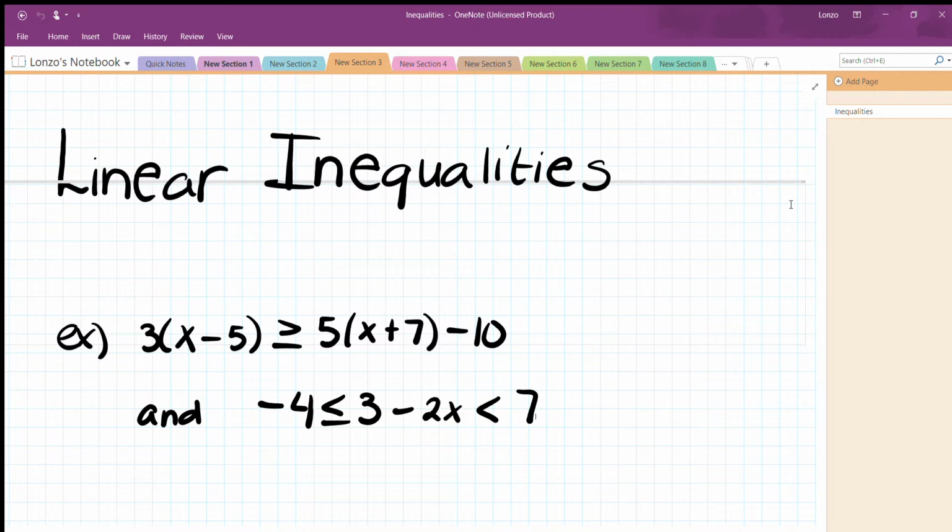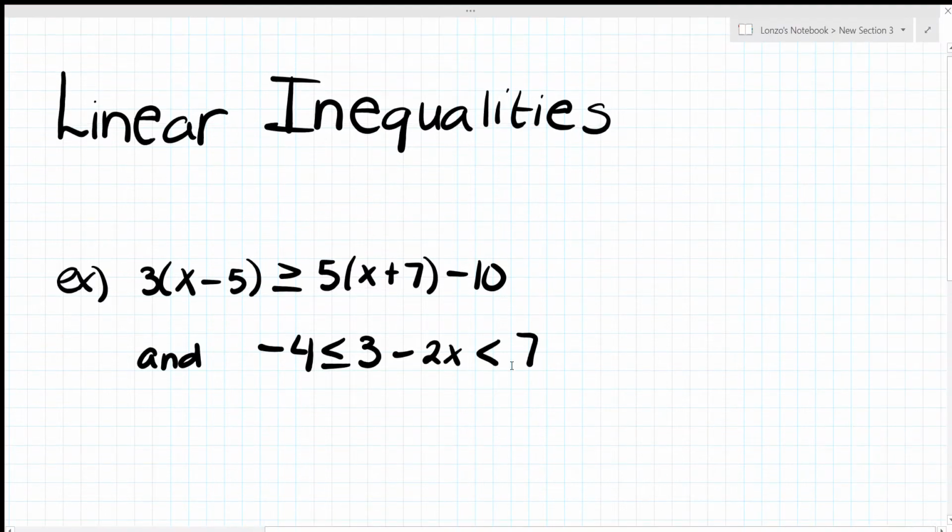So let's begin. So what is a linear inequality? An example would be something like this, right? We have an example of a linear inequality. It is like 3 times parentheses 3x minus 5 is greater than or equal to x plus 7 minus 10.